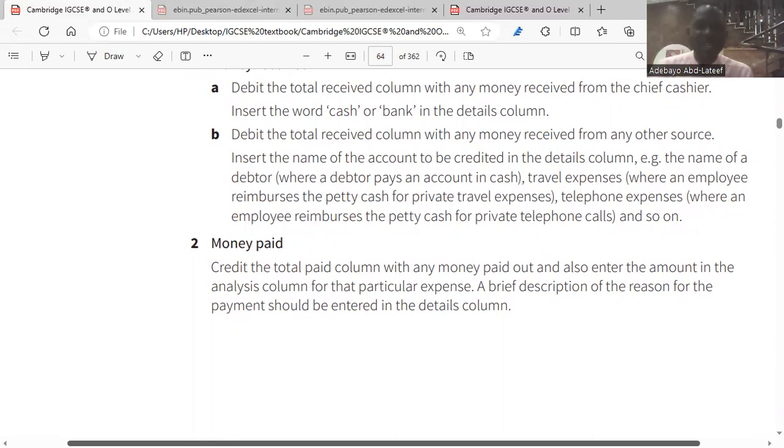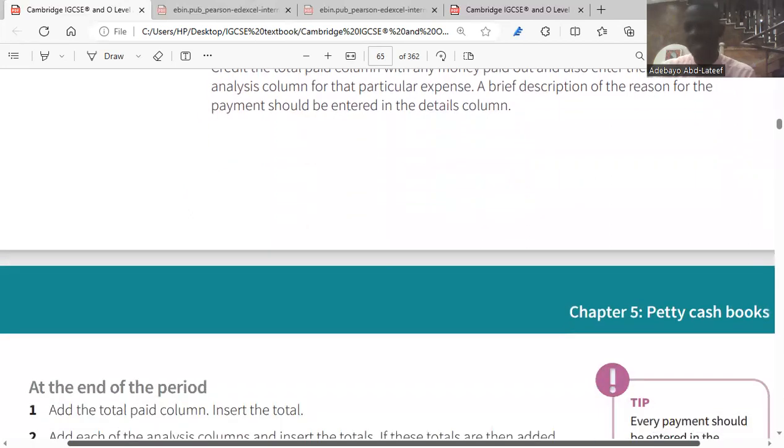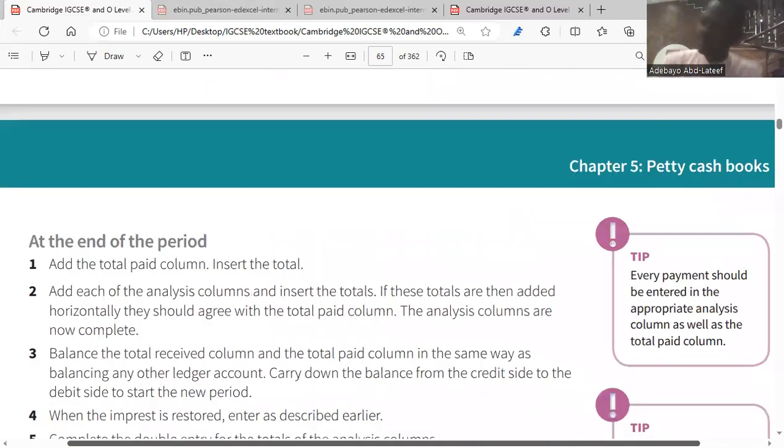Payments: credit the total paid column with any money paid out and also enter the amount in the analysis column for the particular expense. A brief description of the reason for the payment should be entered in the detail column. So as soon as you make payments outside, you must record it, and you have to give details about the recording.